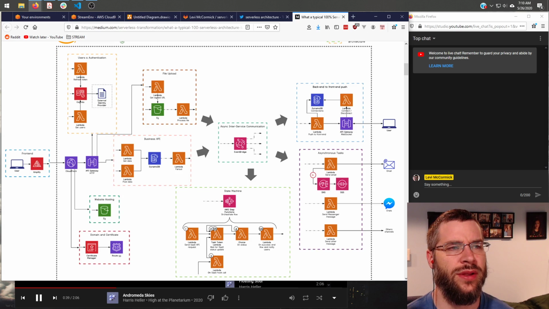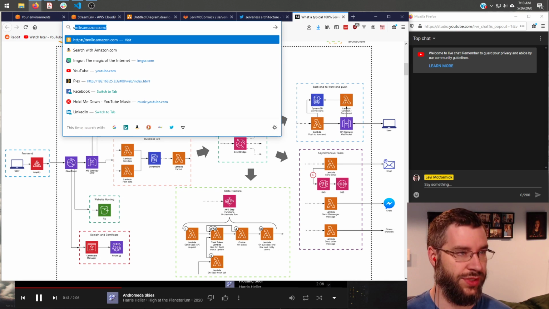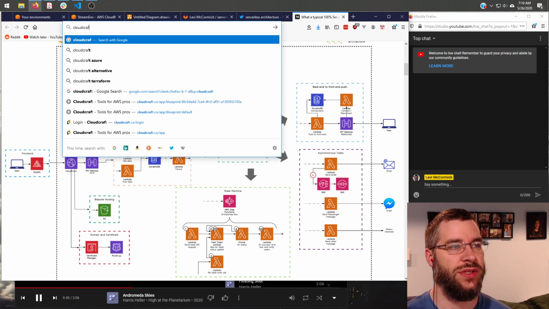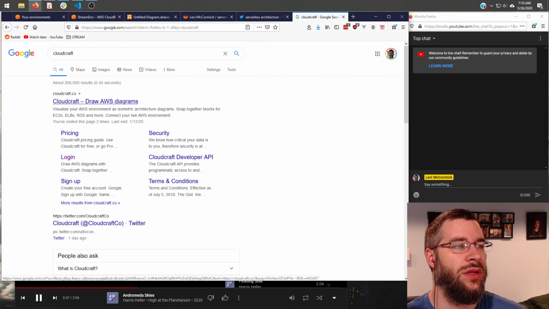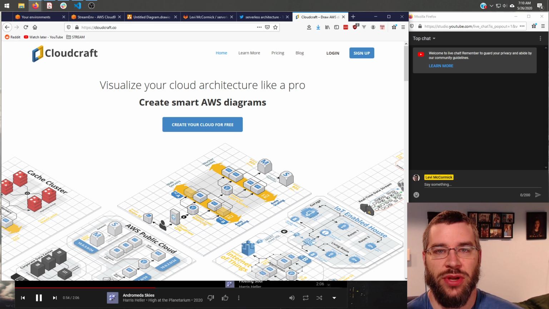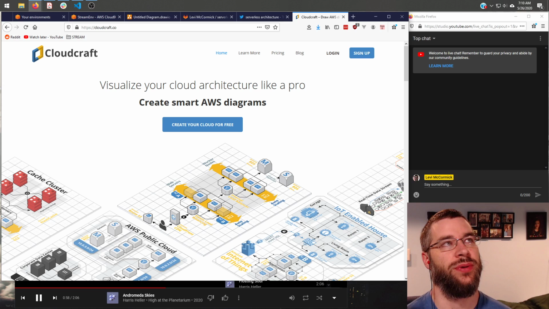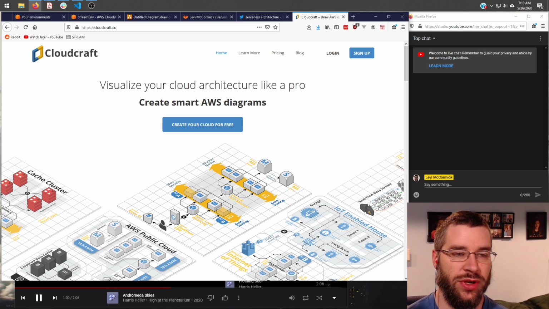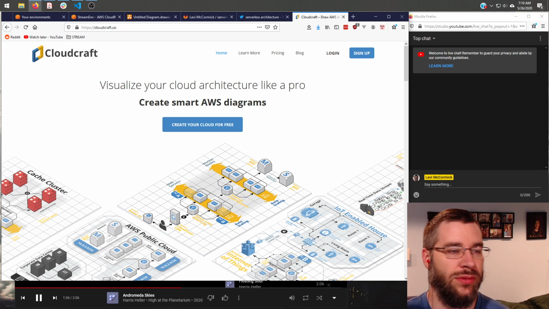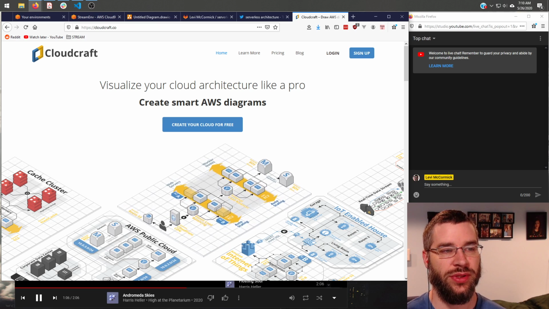Another one that I see people use is CloudCraft, I think. Yeah. So CloudCraft has this kind of isometric 3D view of your infrastructure, which, if you're trying to pitch things or really want to wow people, makes it pretty easy to build these.